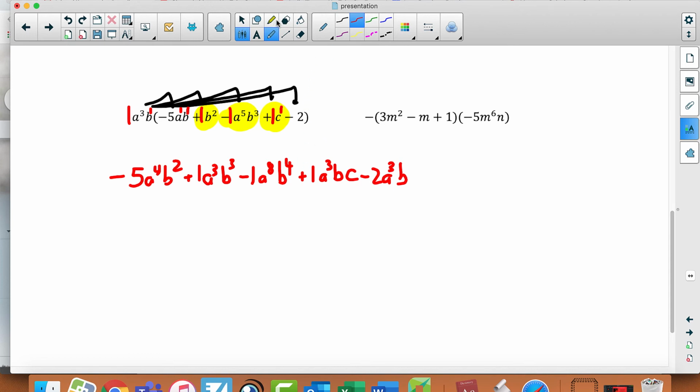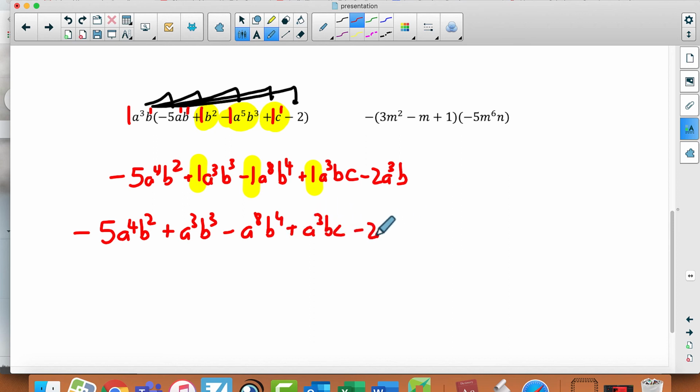But there is no need to put this 1 out here, this 1 here, and this 1 there. So I'm just going to simplify it to negative 5a to the 4th b squared plus just a cubed b cubed minus a to the 8th b to the 4th plus a cubed bc minus 2a cubed b. What an answer.